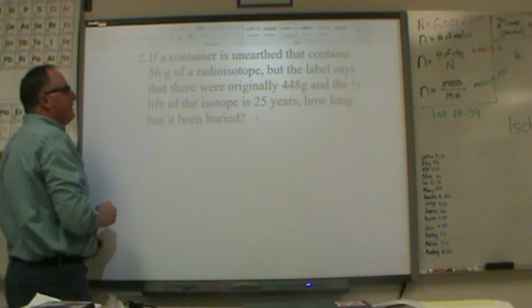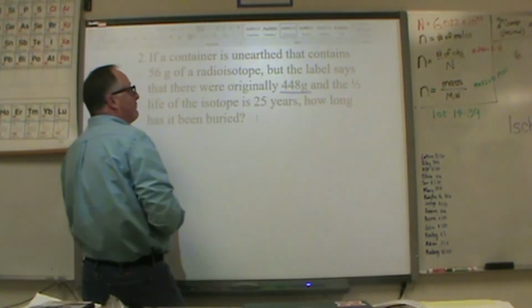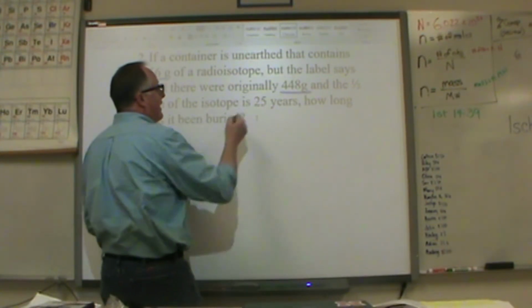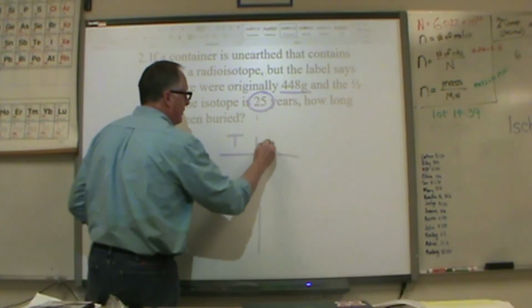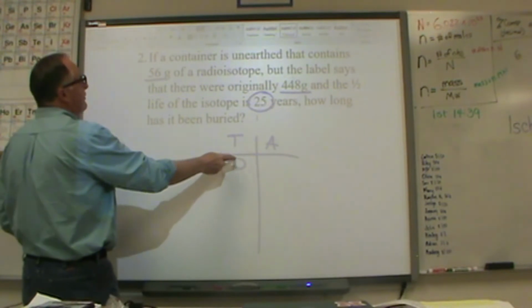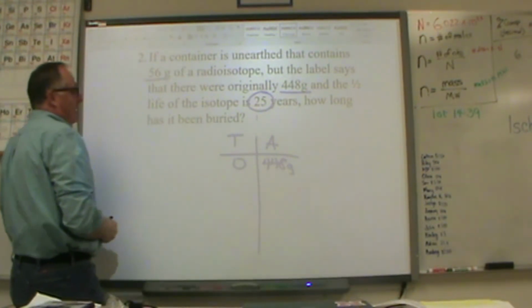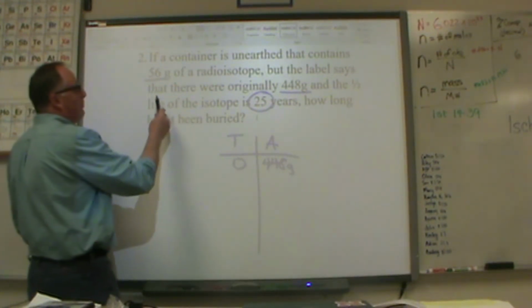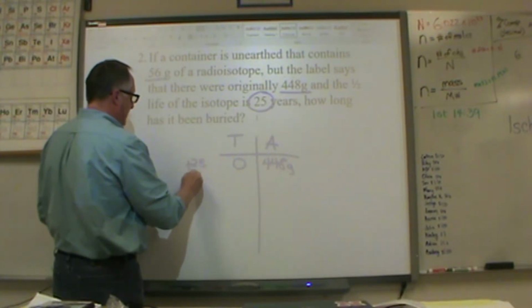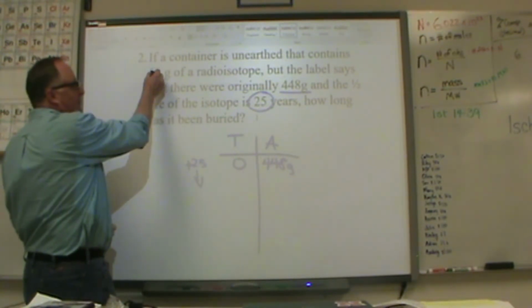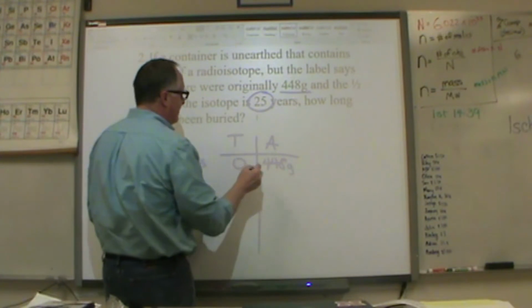The important numbers that we need are, we started with 448, we end up with 56 grams, and the half-life is 25 years. So I'm going to make my chart, time, amount, 0, and at time 0, I have 448 grams. And now I'm going to count down. I know what to count up by. I'm going to count up by plus 25 on this side. But I don't know how far to go yet because I don't know when I'm going to get to that. So I'm going to find the amount side first. I'm going to go down until I get to 56.